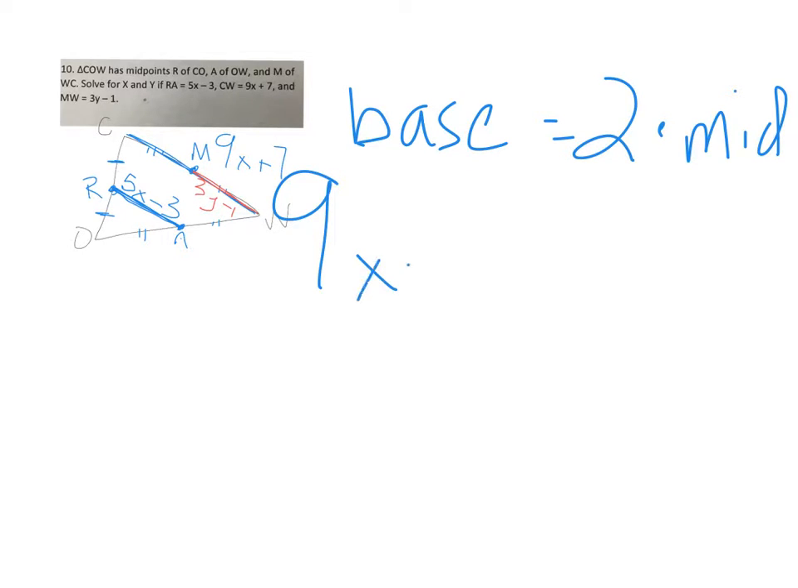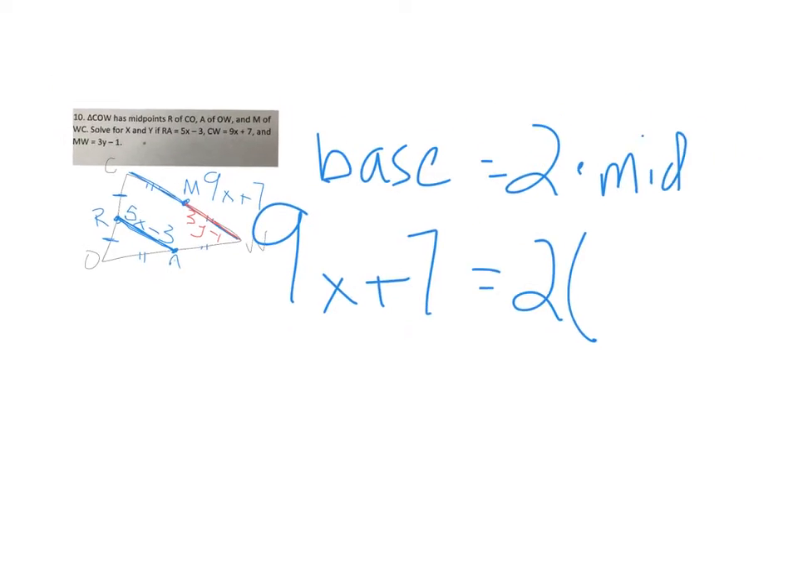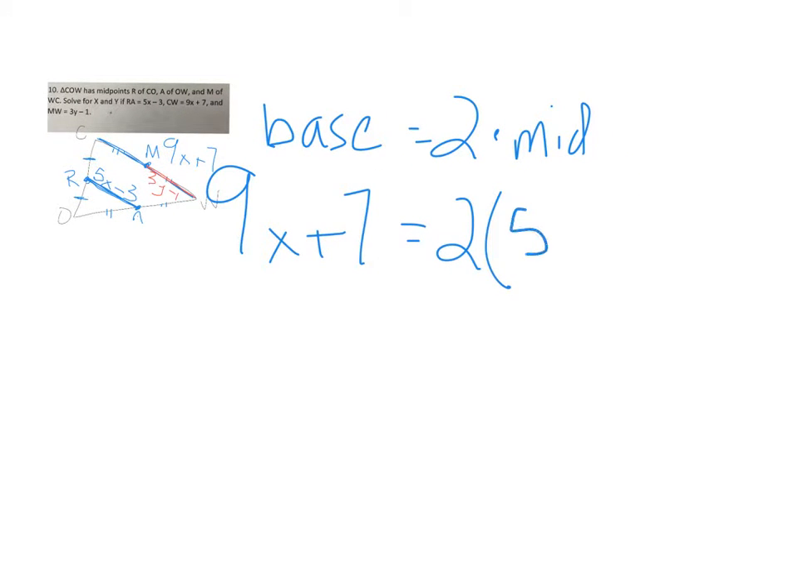Okay, so CW is the base. We have the geometric property that the base is equal to 2 times the midsegment. That is the algebra. That's how the midsegment relates to the base. So if I had a base of 9x plus 7, that needs to equal 2 times 5x minus 3. Okay, so I have a nice, cute algebra problem that I can solve pretty rapidly.